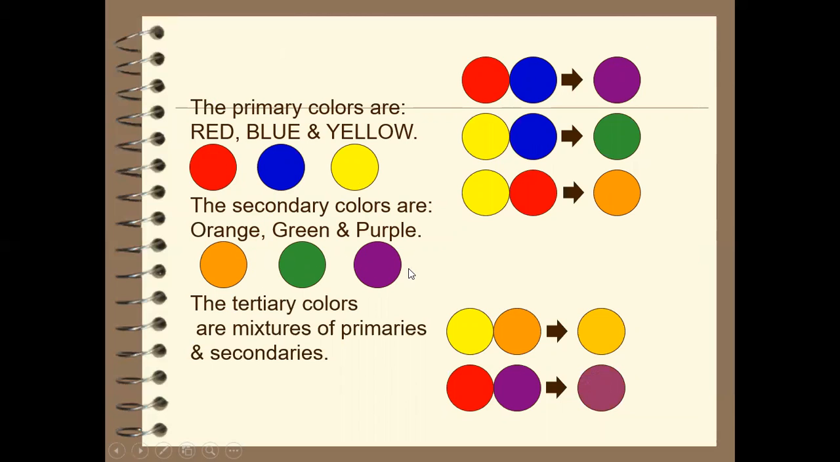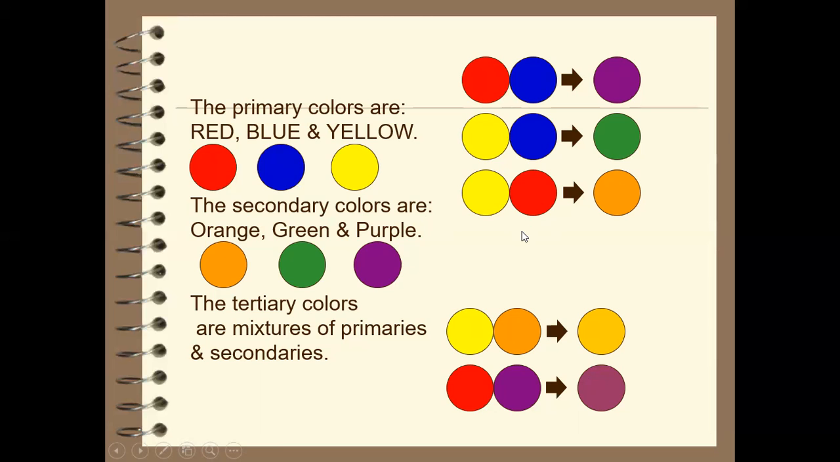So how do you get the secondary colors? When you mix equal amounts of red and blue, you get purple or violet. When you mix equal amounts of yellow and blue, you get green. Yellow and red, you get orange.